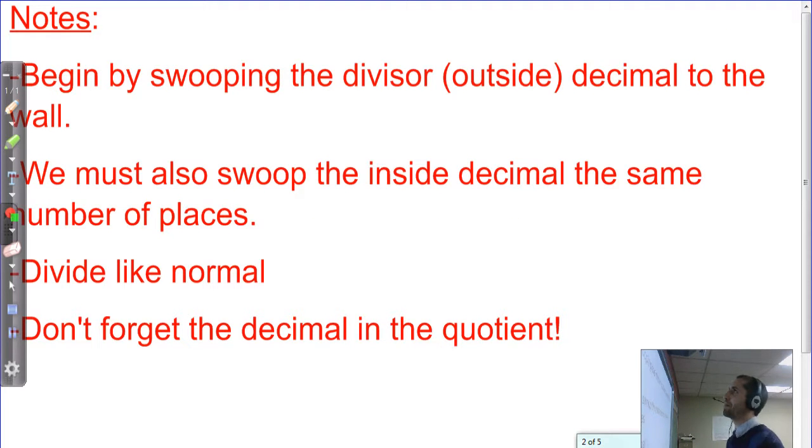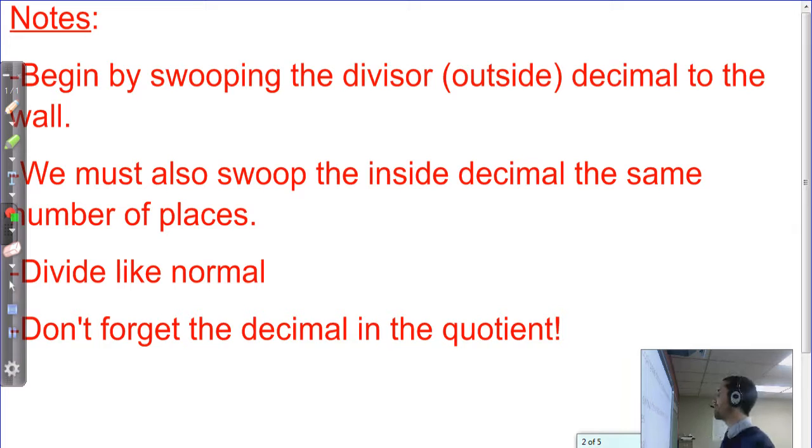Our notes today are that we are always going to begin by swooping the divisor, the outside number, swooping the divisor decimal to the wall. Now, hopefully you guys remember from class, the reason we have to go all the way to the wall is so that we have a whole number. We're used to dividing by whole numbers, but also the wall is the place that we stop. So we need to count how many places we swoop to get to the wall.